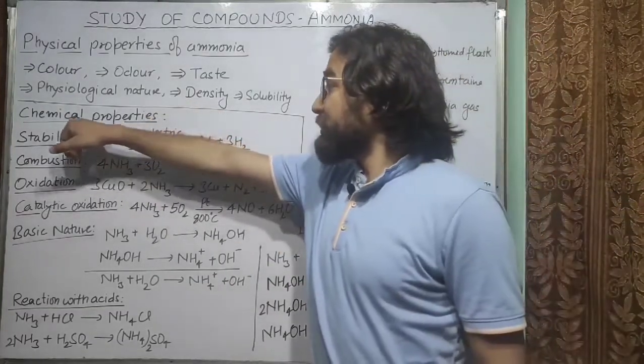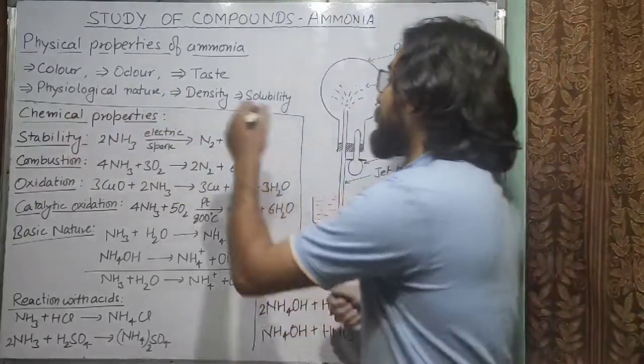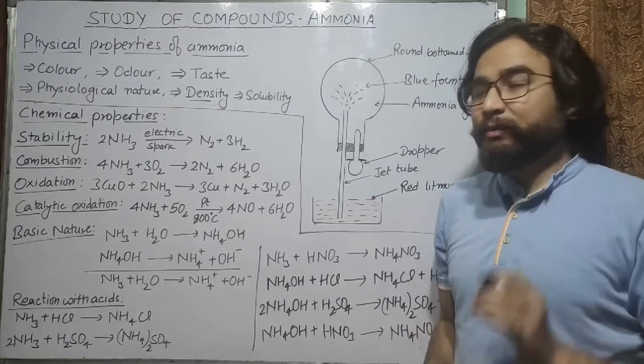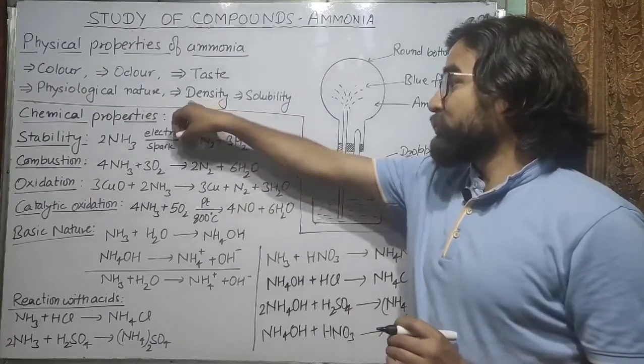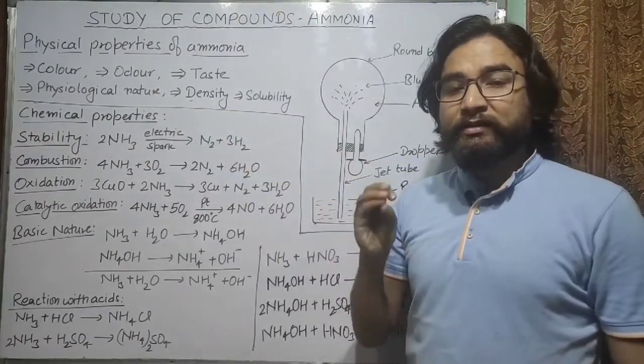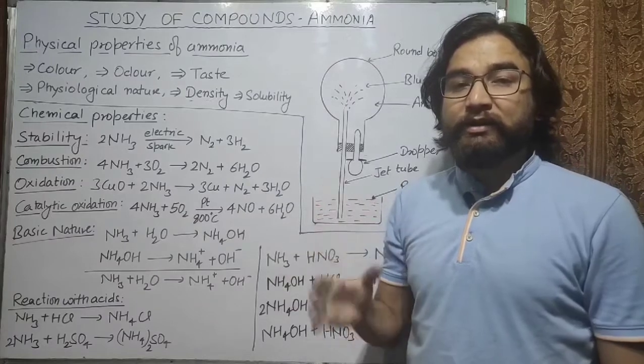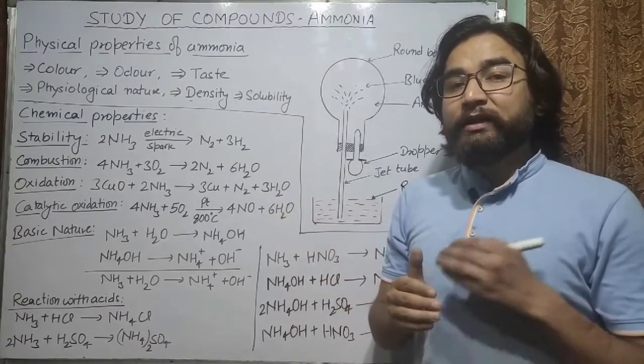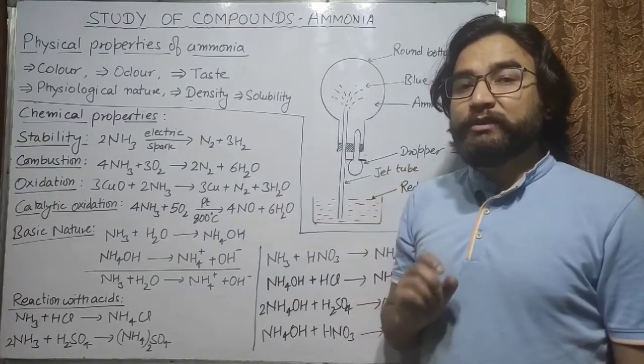Now, the next is density of ammonia. So ammonia has less density as compared to that of air. So the density of ammonia is less than that of air. It means ammonia is lighter than that of air. That's why we collect the ammonia by downwards displacement of air.